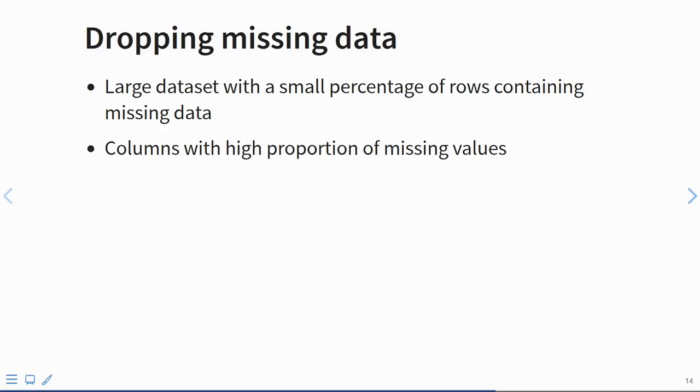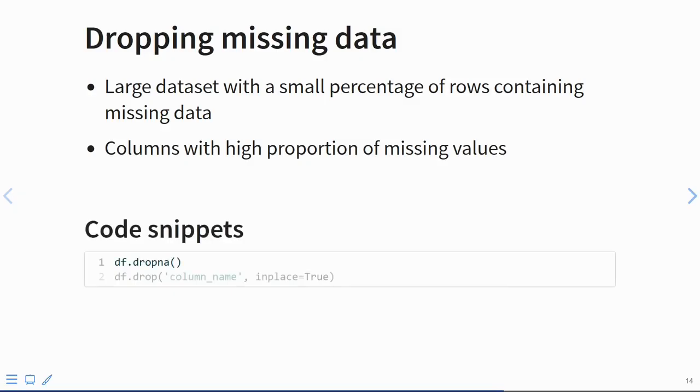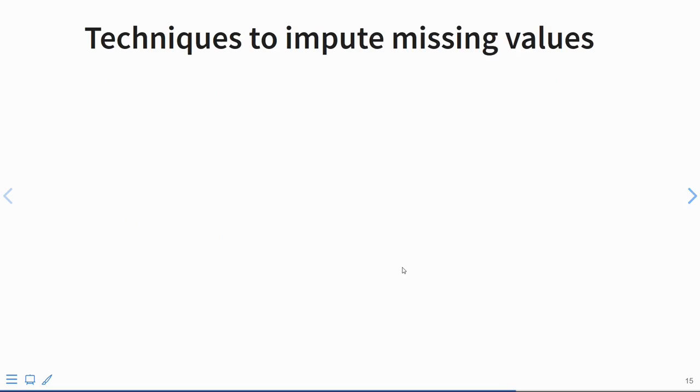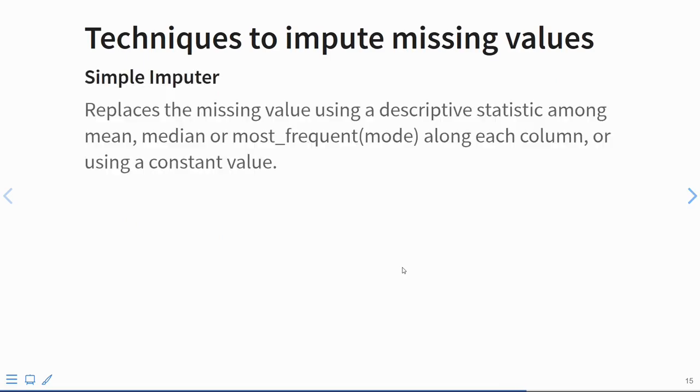In this case, it might be beneficial to simply drop the entire column. So the code snippets for these methods are either to drop NA for dropping all the rows, or to drop by passing the specific column. Next, we see how to impute missing values. Imputing missing values is to fill in.